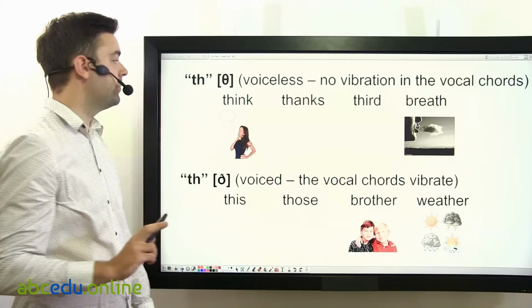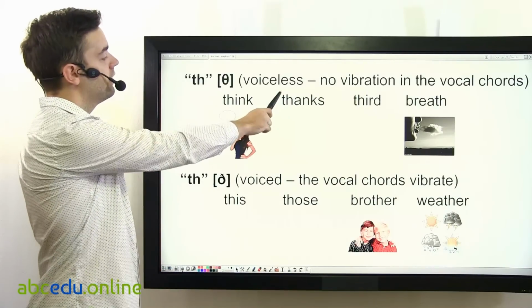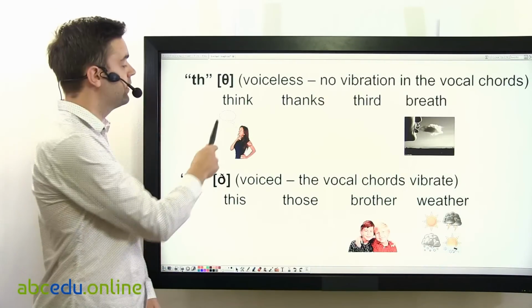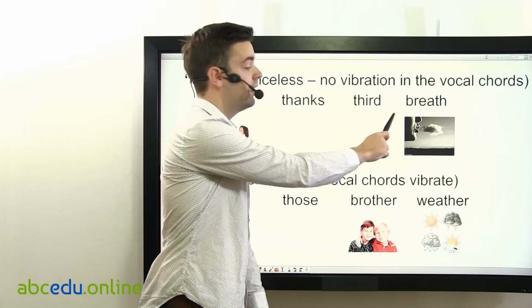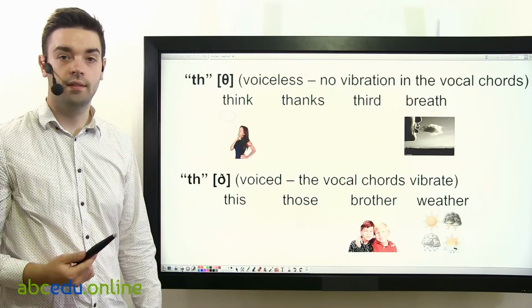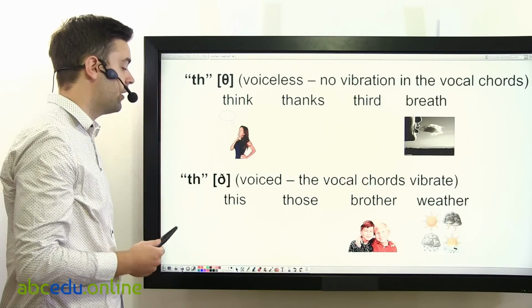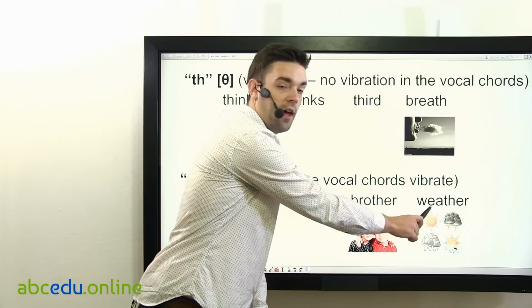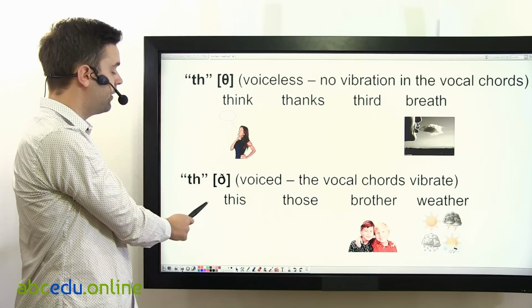And there are two types. So we've got voiceless, so no vibrations in the vocal cords. So, for example, think, thanks, third, and breath. The other kind is voiced, so it makes a sound and vibrates the vocal cords. So this, those, brother, weather. So these are the two different th.